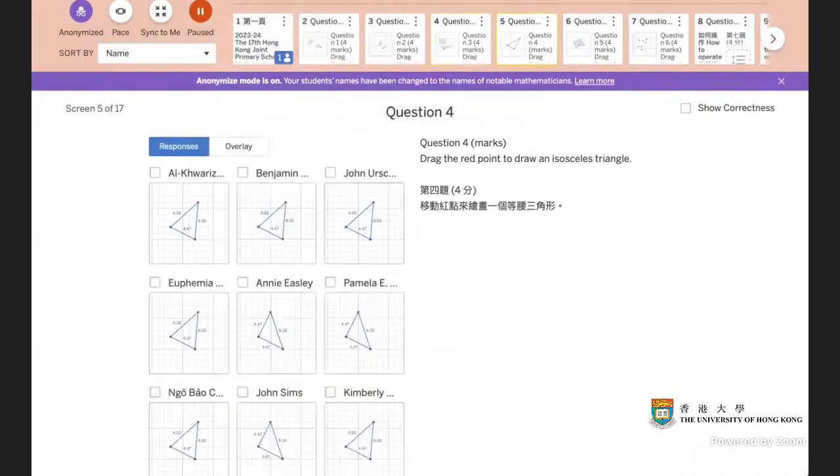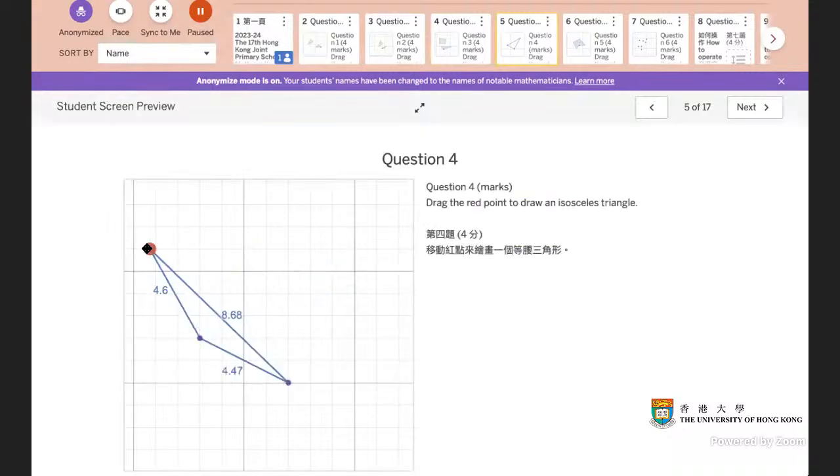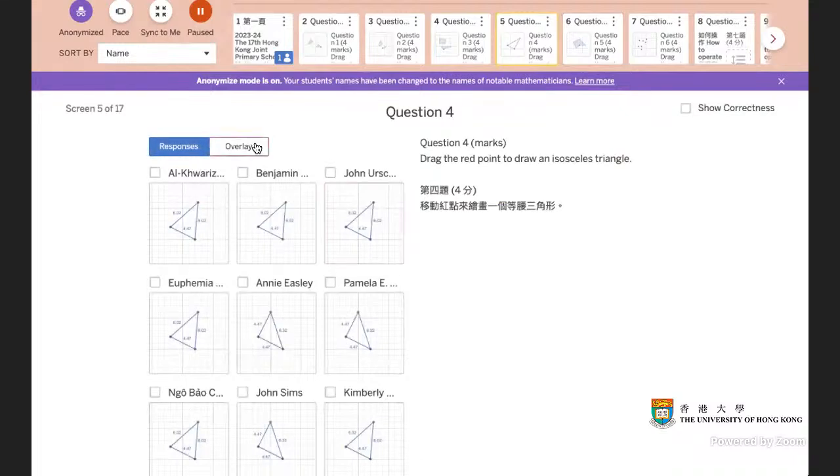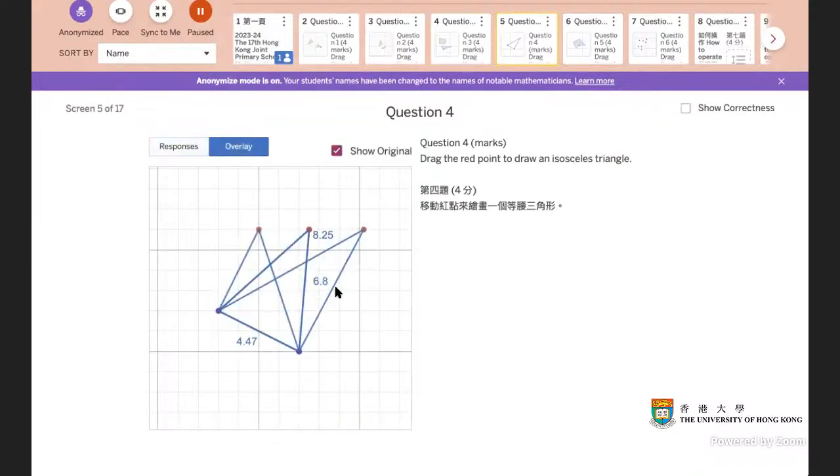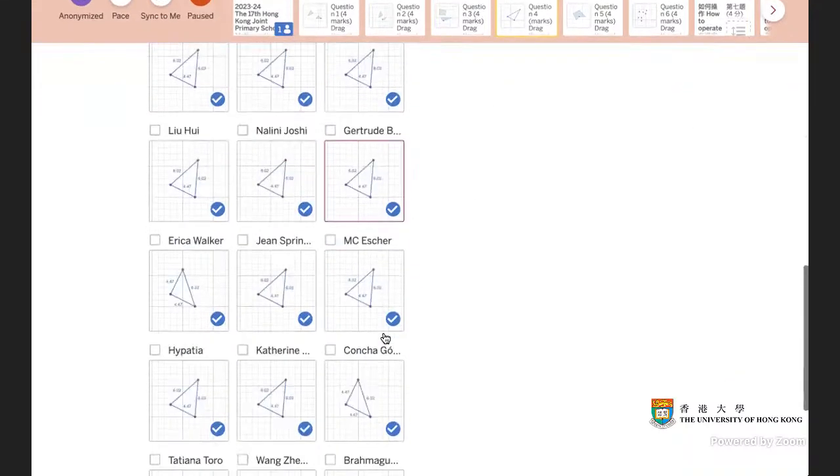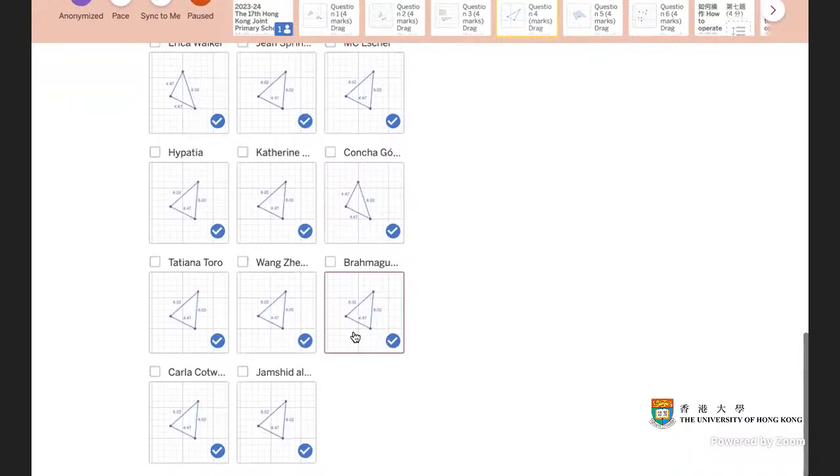Is this one. This is asking the student to make an isosceles triangle in question 4. And these are the results. In this case, it's quite easy. Actually, all the students are correct, I think. So you can find that they can quite easily make an isosceles triangle in this case.